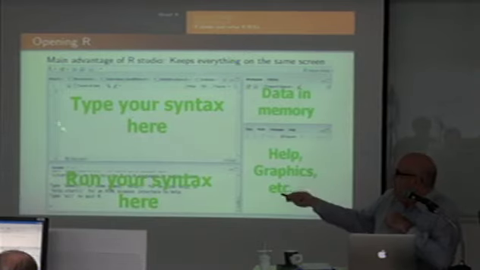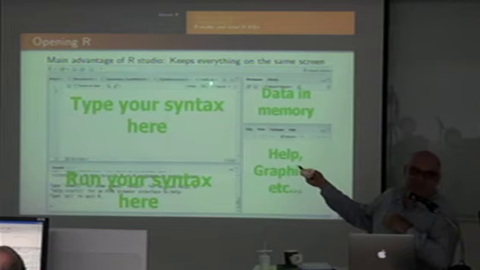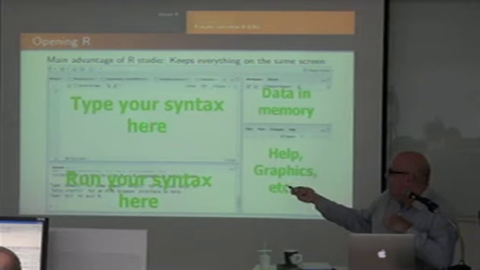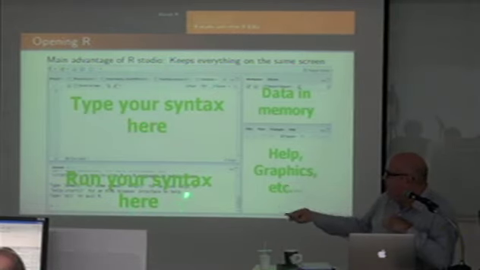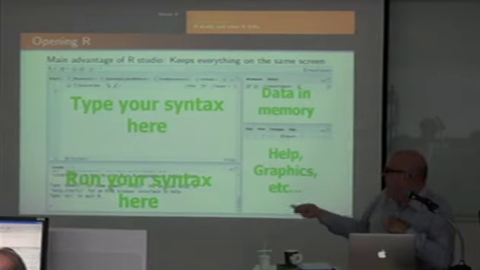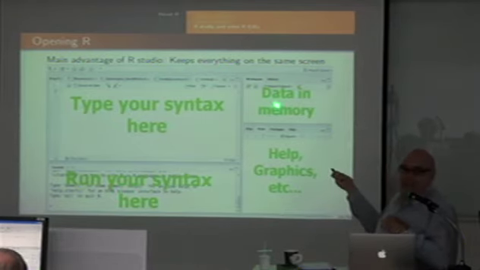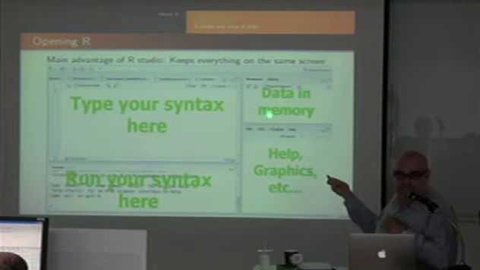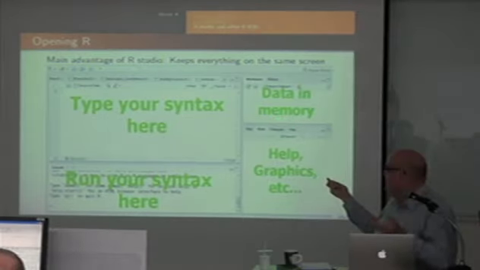Here's where we would type our syntax. So this is a syntax file, at the moment called untitled1.r. This is where I run the syntax. That's just R. That little box there is exactly what we saw before. That's R itself. Here, we'll just list what data sets are in memory and what other objects are in memory. They can be data sets, they can be analyses, they can be functions, and so on.